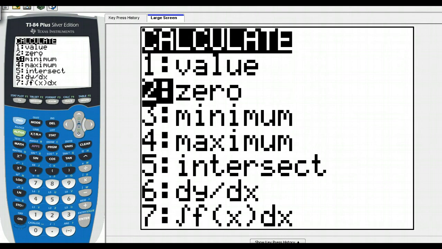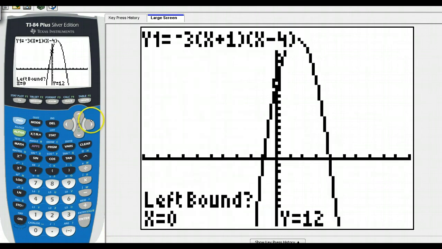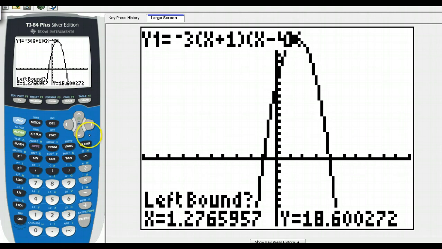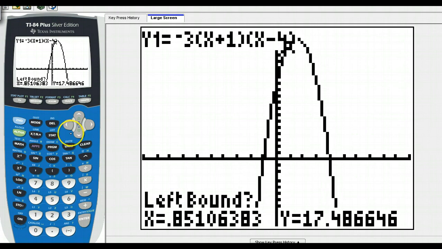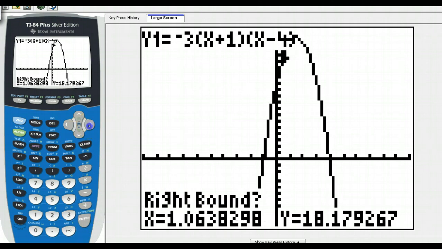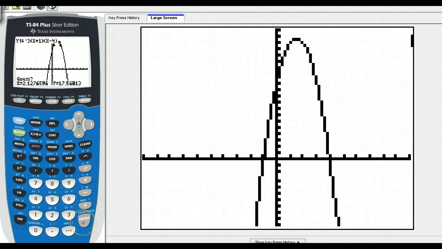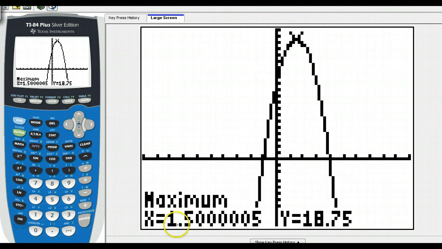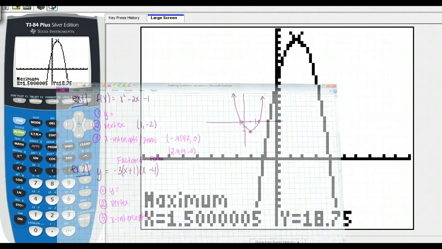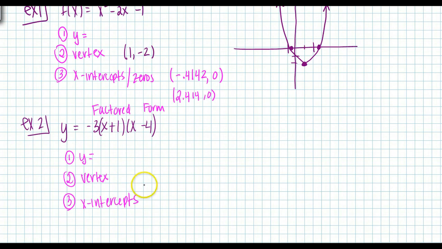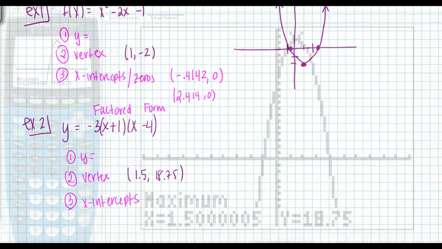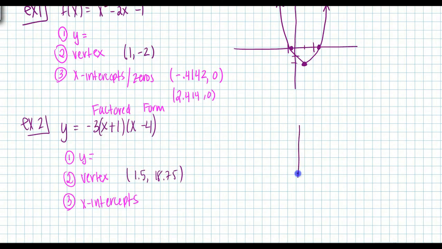Second calc, this time I'm going to go maximum. And I always start with my cursor at the maximum, or at the point I'm trying to find. So left bound, I'm going to the left. I'm going to hit it 3 times, press enter. Go back to my maximum. Now I need a right bound. So I'm going to hit my right arrow key 3 times, press enter. Enter one more time. So my maximum here is 1.5 and 18.75. So the maximum is our vertex. So we could graph that over here if we wanted to.